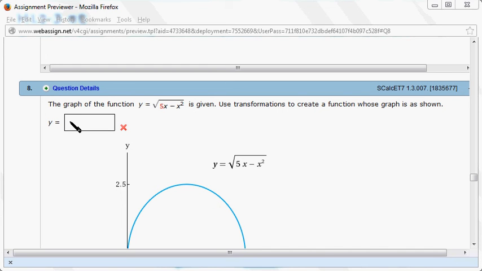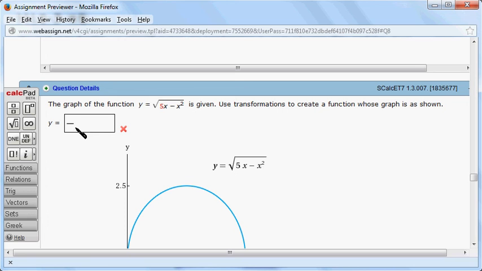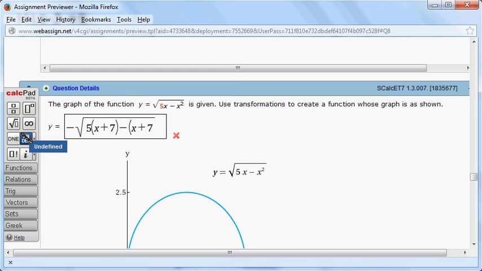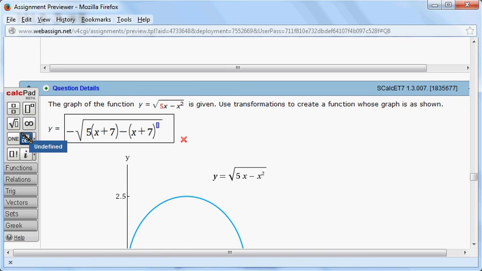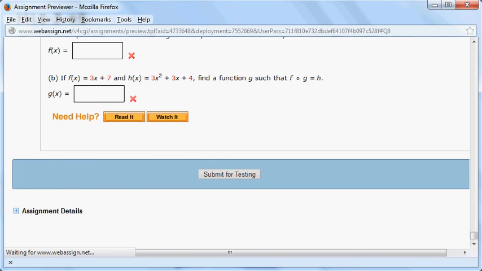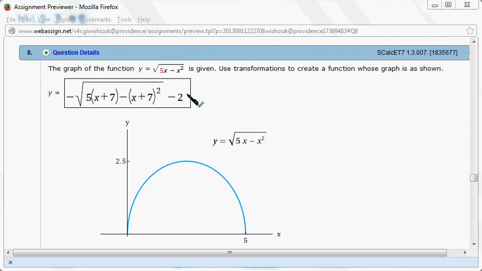So the equation was, let's see, y equals negative the square root of, parenthesis, 5, parenthesis x plus 7, minus quantity x plus 7 again, raised to the 2 squared, and then right at the end minus 2. Let's see if this is correct. Submit for testing. Looks like it came back and it is correct. That's it. I hope that this was clear.